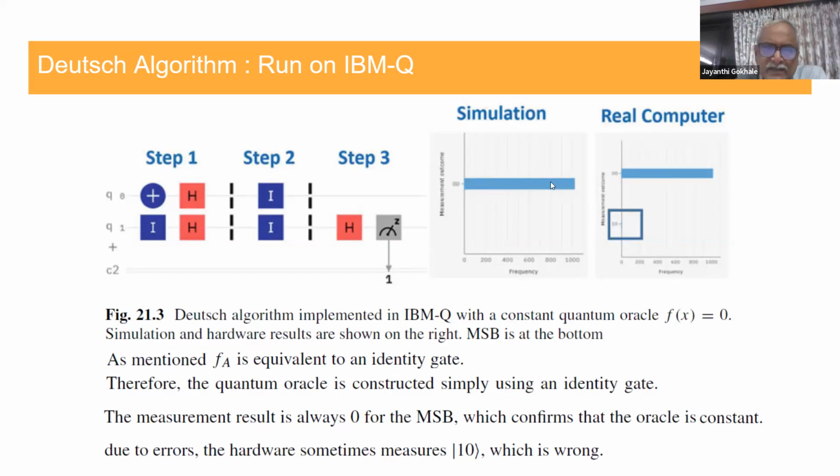So the simulation state gives me 0, and if I run it on a real computer, I will also get a 0, but the probability will be something like 0.997. There would be a small component for the state 1 0, and that is reasonably insignificant as well.